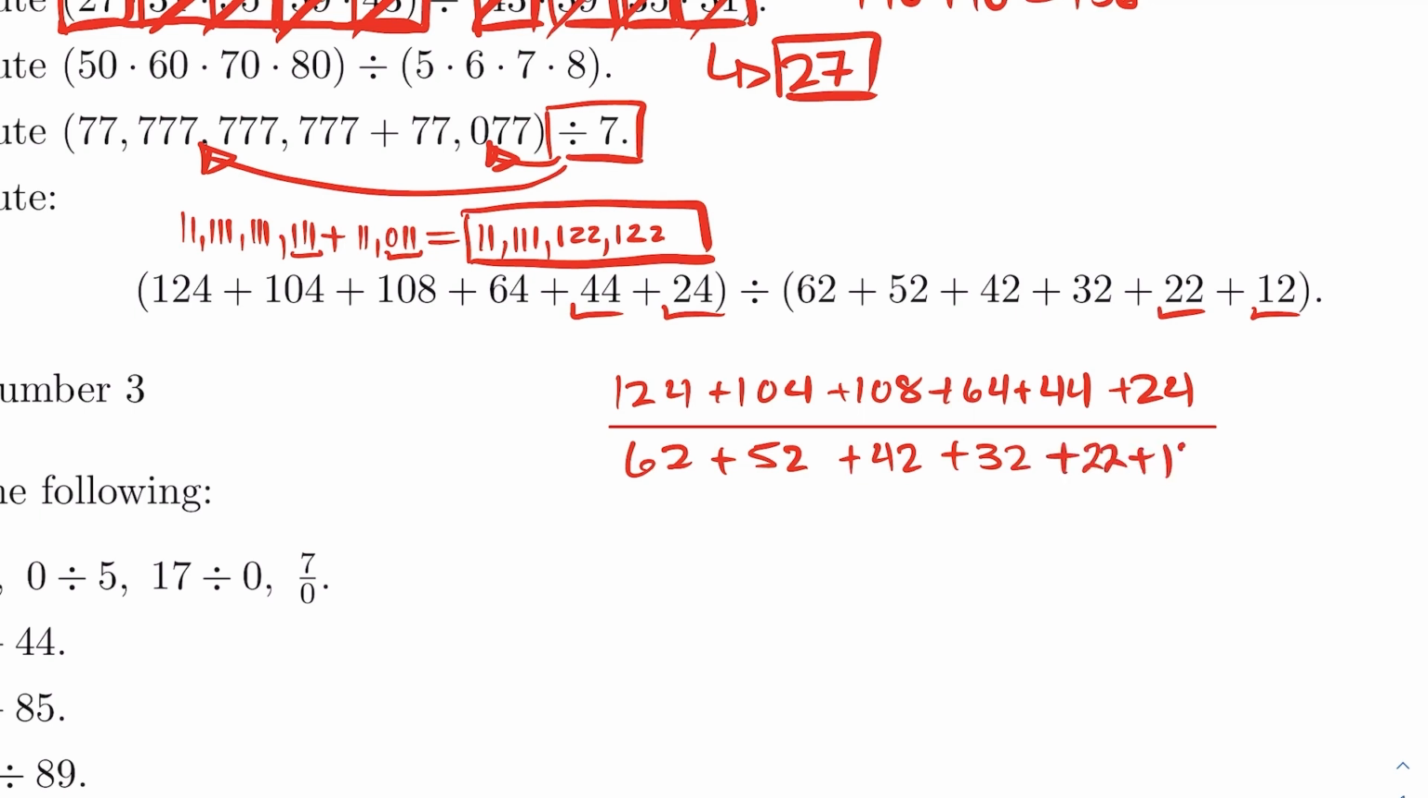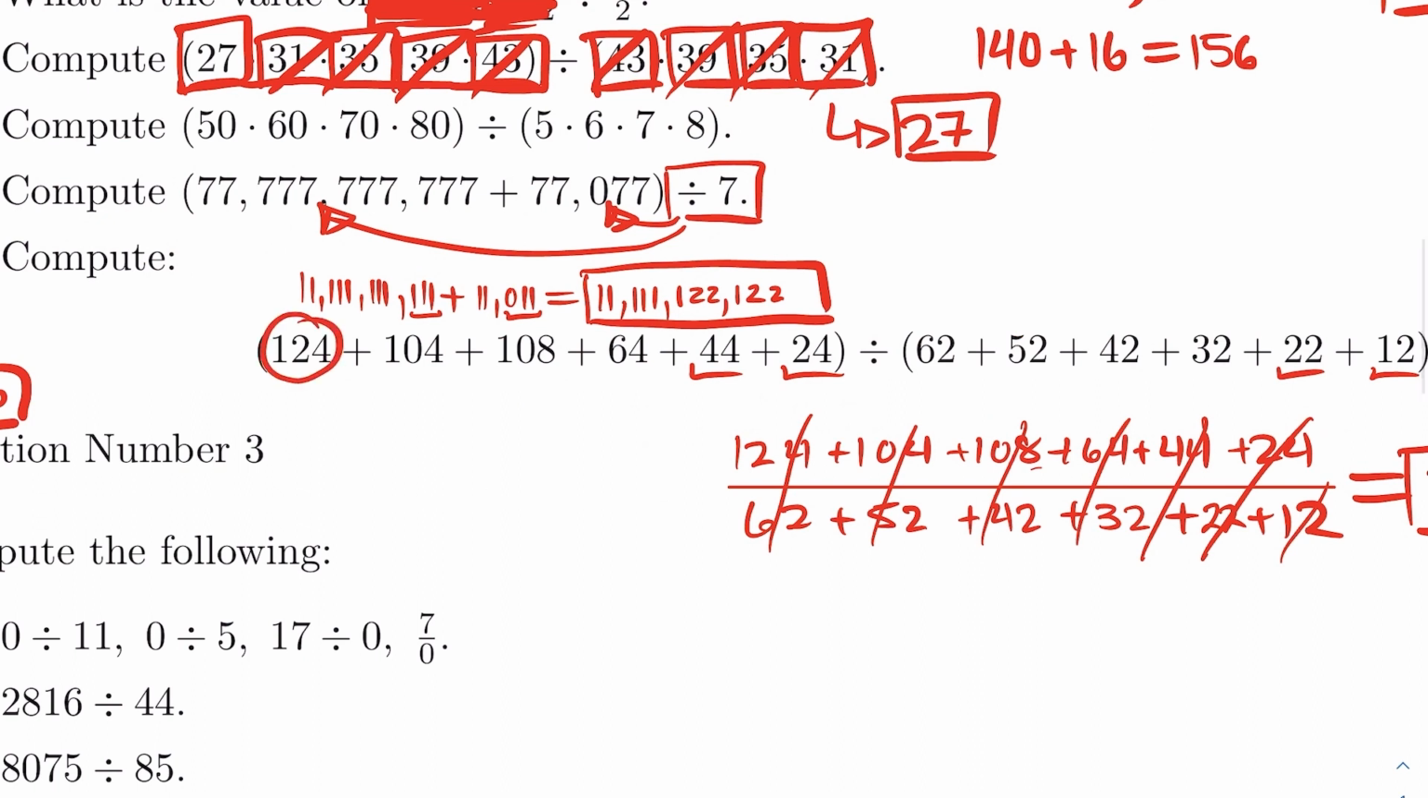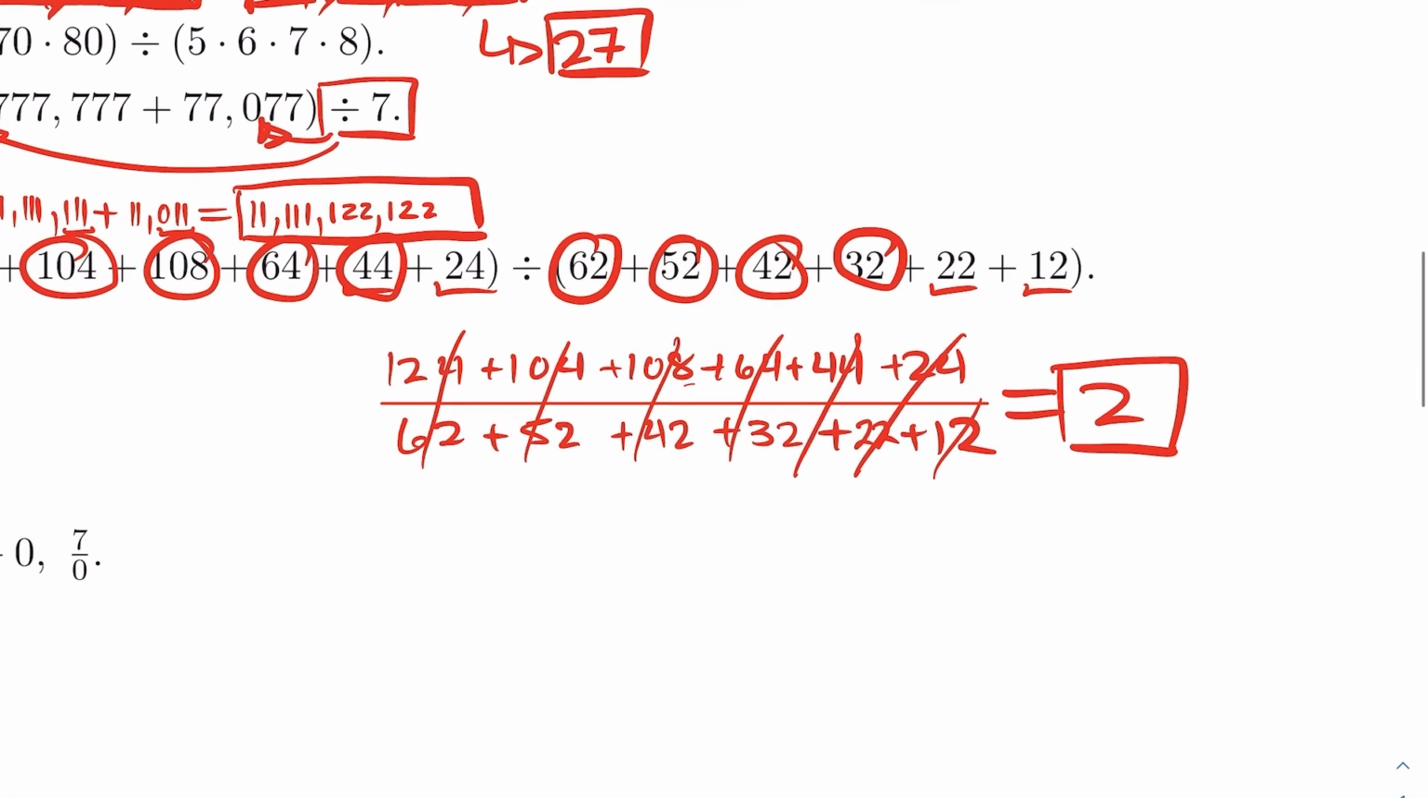22 plus 12. And if we divide each one of these by each other, what we notice is the result for the entire thing will be 2. Because if we divide this and this, we get 2. This and this, we get 2. We get 2. We get 2. We get 2.